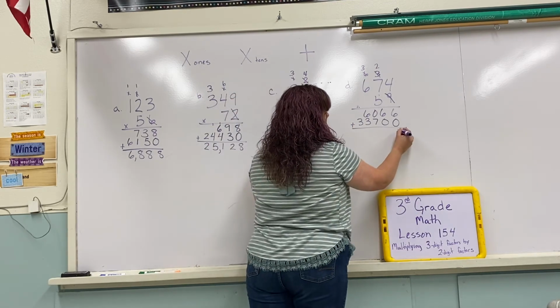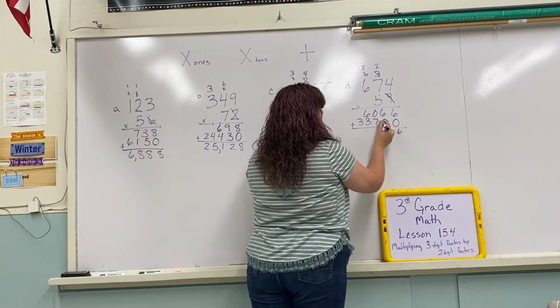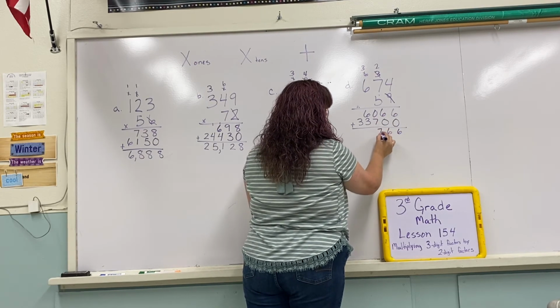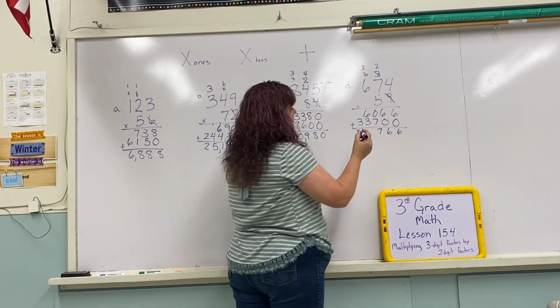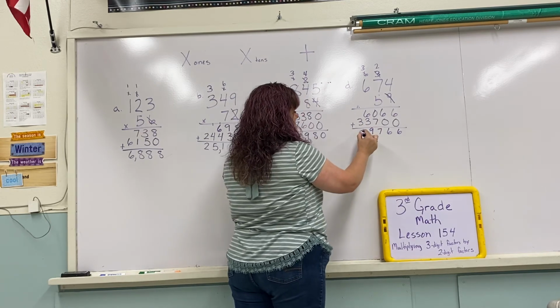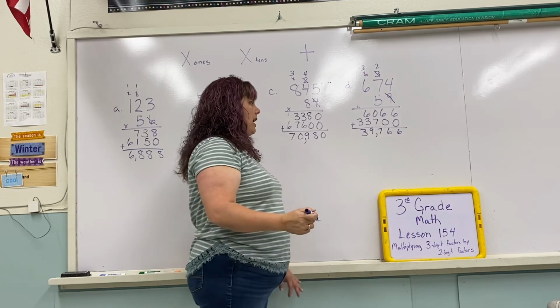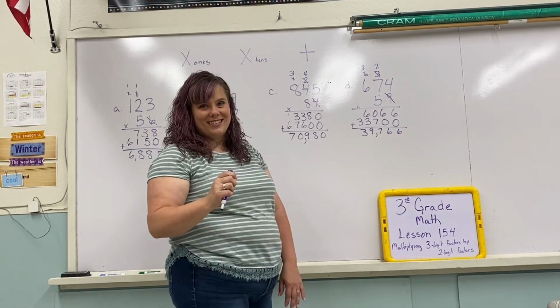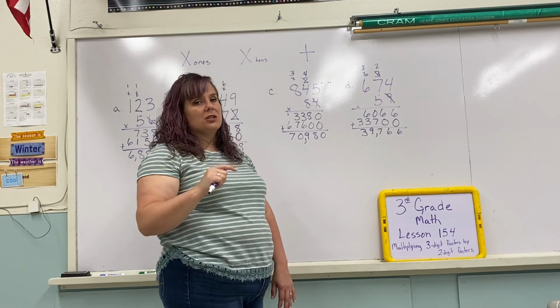Okay, 6 plus 0 is 6. 6 plus 0 is 6. 0 plus 7 is 7. 6 plus 3 is 9. And nothing plus 3 is 3. All right, comma where it belongs. 39,766. Remember, the bigger multiplication is not hard.